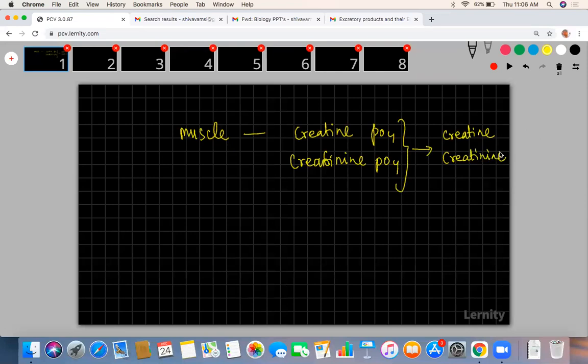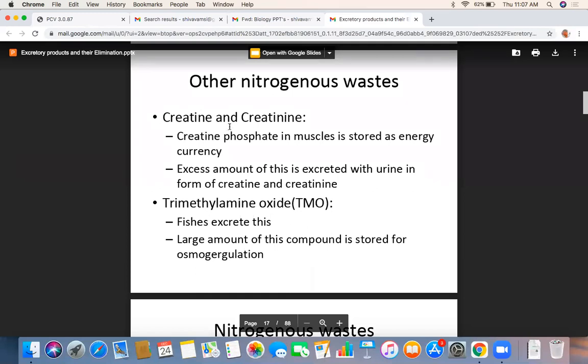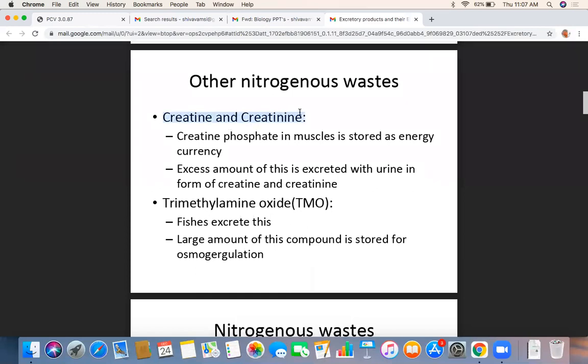So this is beyond your ATP. You have ATP in your muscles. Apart from ATP, there is some other currency of energy also in muscles. One is your creatine phosphate, and then creatinine phosphate. So when this is broken, this creatine and creatinine becomes waste. So this will be an additional nitrogenous waste. So it is not just urea which is excreted, but creatine and creatinine are also excreted. Then you have trimethylamine oxide.